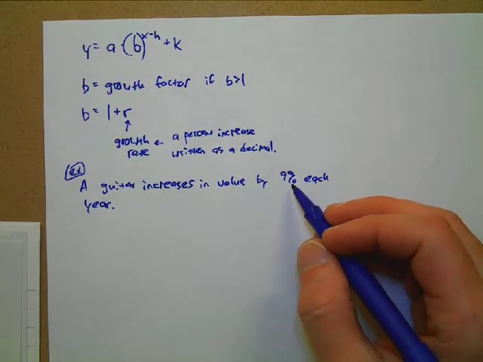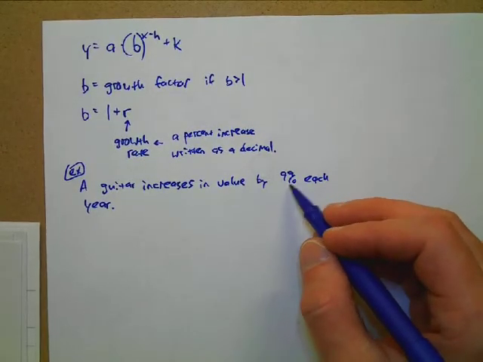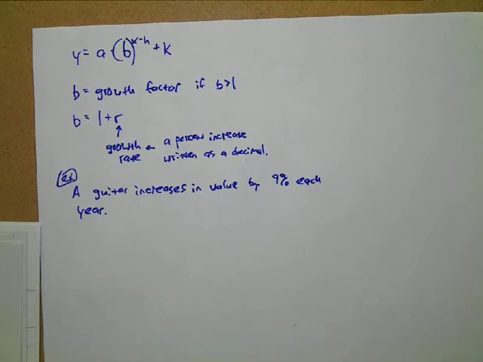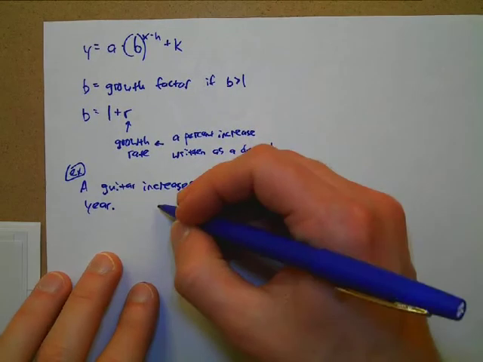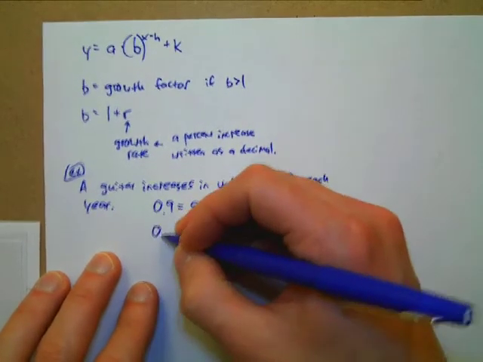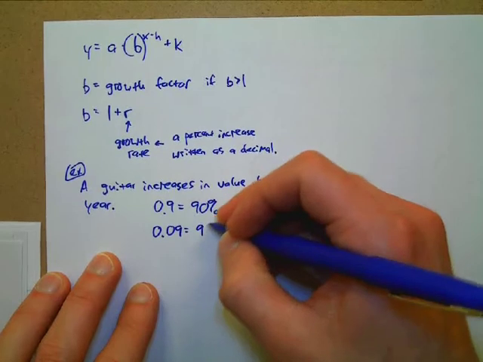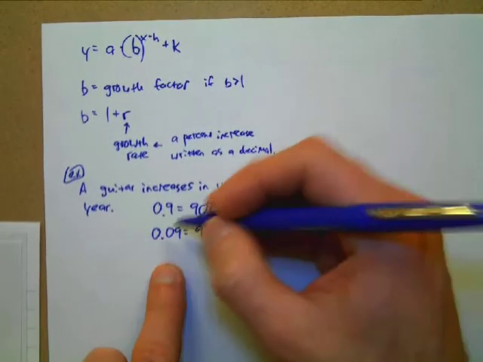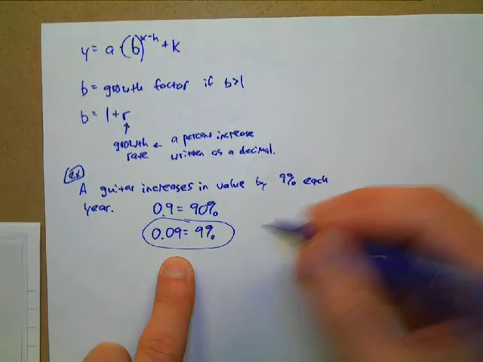What is the decimal? What's 9% written as a decimal? 0.09. Careful. 0.9, what's that percent? 90%, right? So be careful here. 0.9 equals 90%. We'll have 0.09. That's equal to 9%. So that's our r.